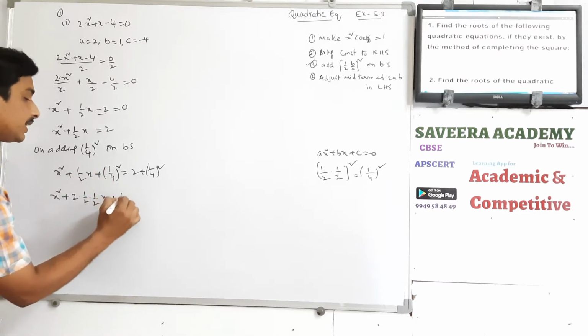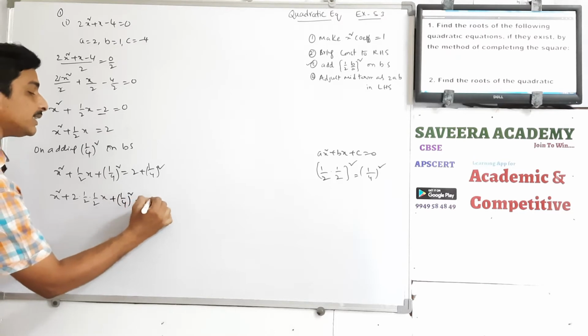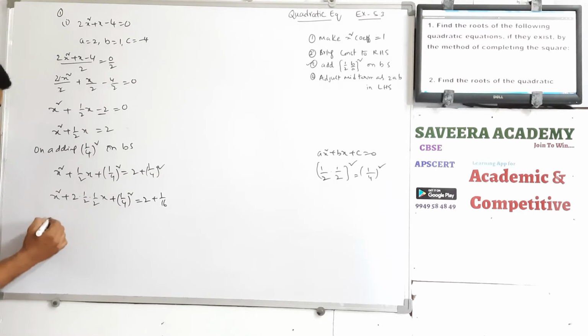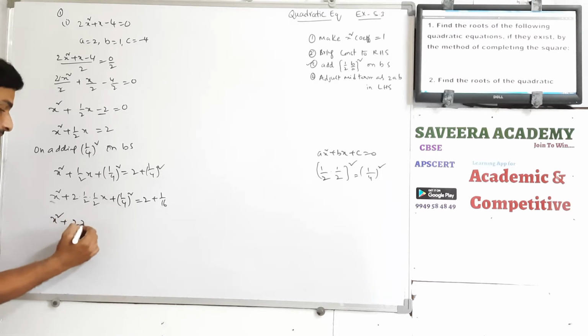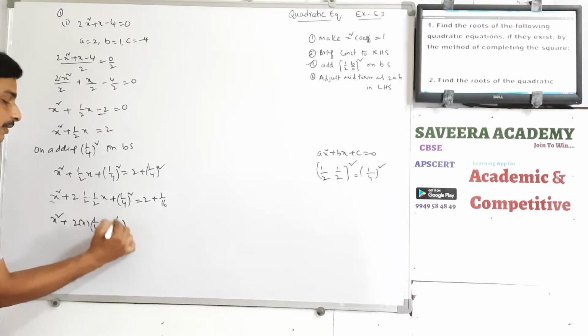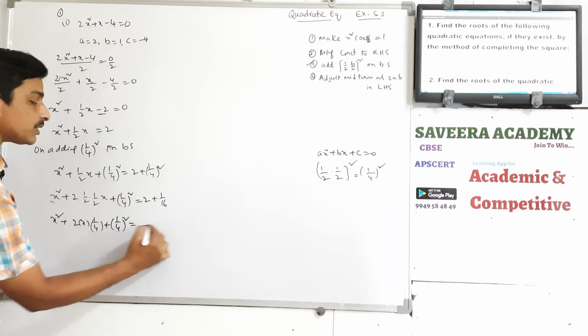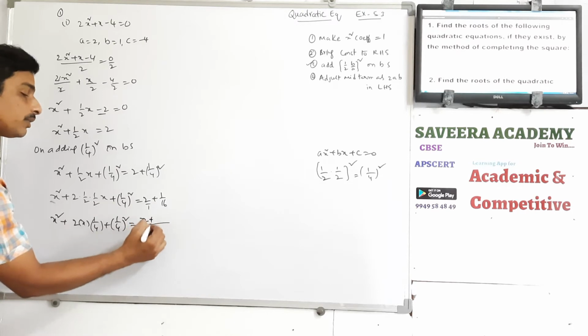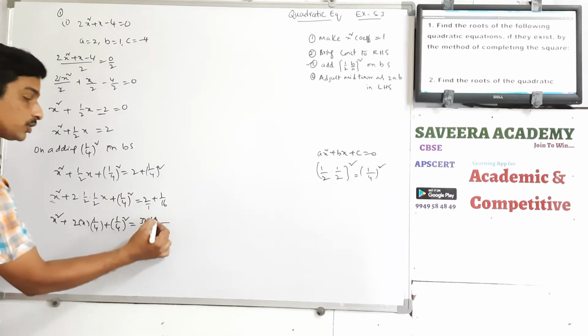Plus 1 by 4 whole square is equal to 2 plus 1 by 16. 1 square means 1, 4 square means 16. So this is equal to x square plus 2 into x into 1 by 4, where x square is a square, a means x, b value 1 by 4. 2ab plus b square, 1 by 4 whole square, is equal to, here LCM 16, 16 in 16 one time goes, 16 2s are 32 plus 1 into 1 is 1.